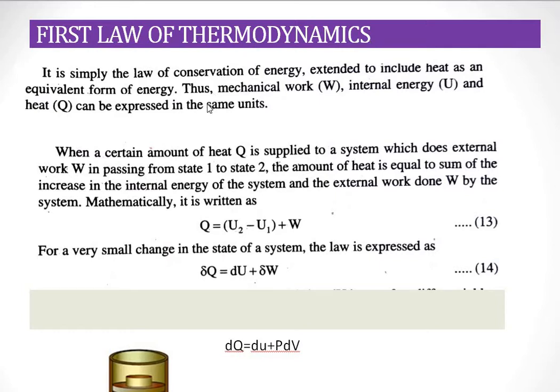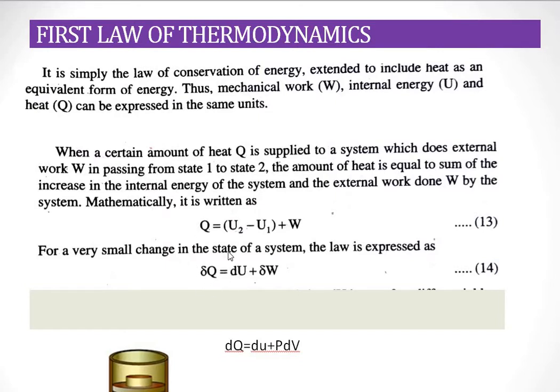So, in the first law, suppose Q amount of heat is given to a system and the system uses some amount of heat to increase its internal energy from U1 to U2. What is the change in internal energy? That is U2 minus U1. So, the heat is used to increase the internal energy and also the system will do some work using that amount of heat absorbed. So it can be written as Q is equal to U2 minus U1 plus W. This is known as the first law of thermodynamics.